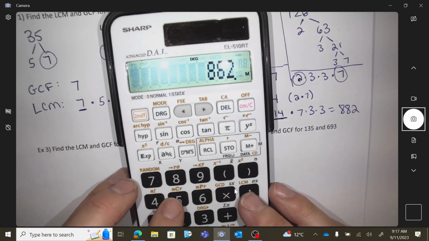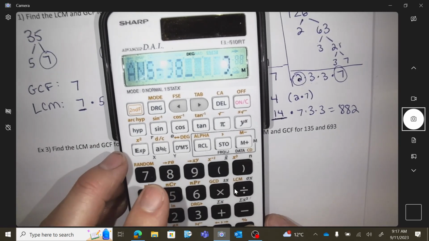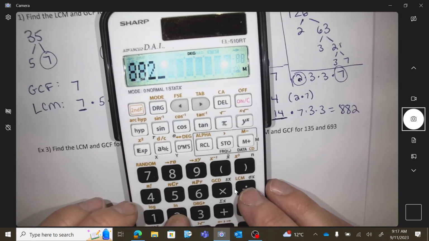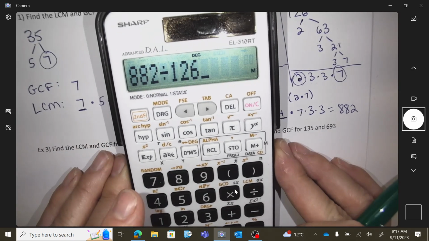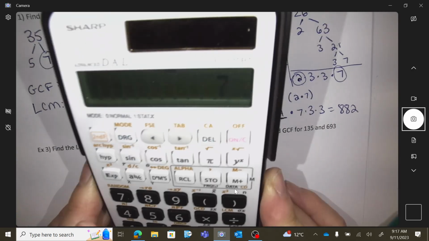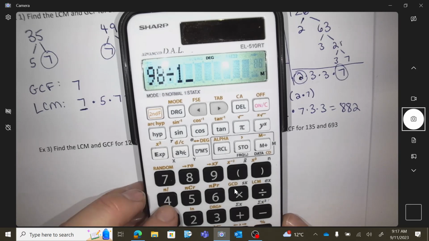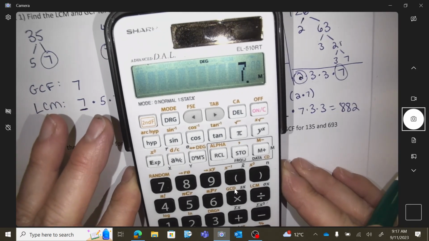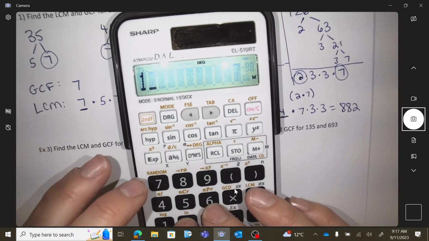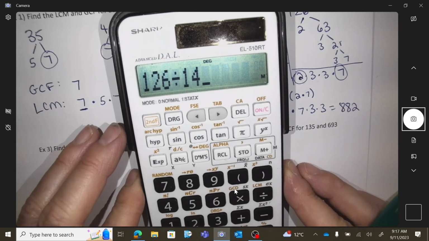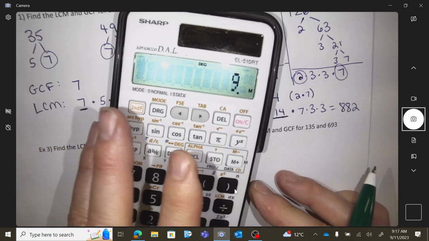Okay, and here's my check. This should be divisible by 98, and 882 should be divisible by 126. And I should be able to divide 98 by 14. And I should be able to divide 126 by 14. Okay, that's what I'm doing.